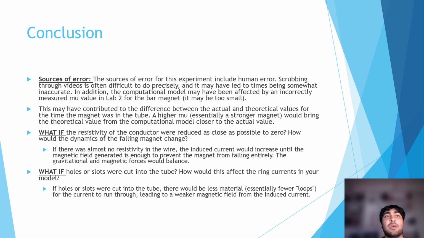If there was almost no resistivity in the wire, the induced current would increase until the magnetic field generated is enough to prevent the magnet from falling entirely. The gravitational and magnetic forces would also balance. If holes or slots were cut into the tube, there would be less material, essentially fewer loops, for the current to run through, leading to a weaker magnetic field from the induced current.